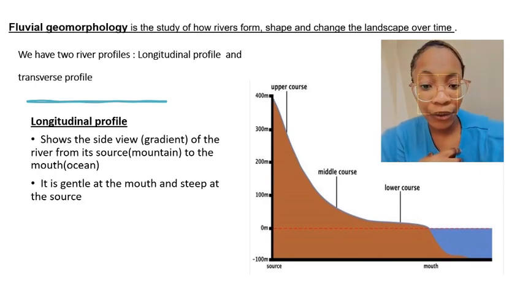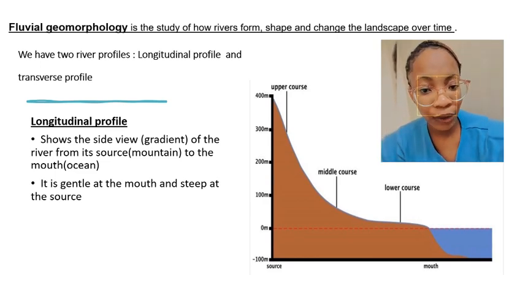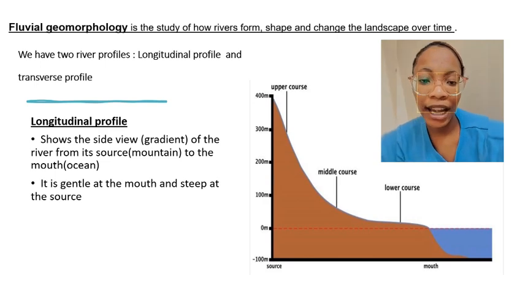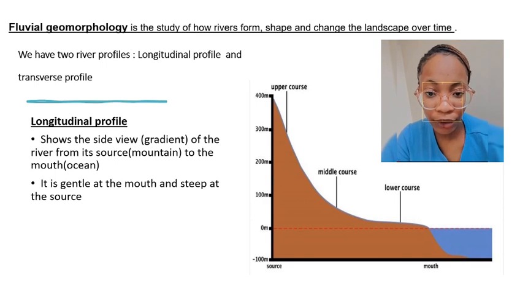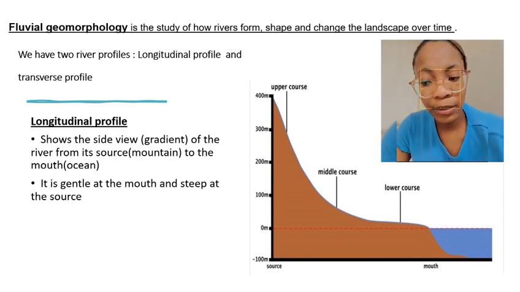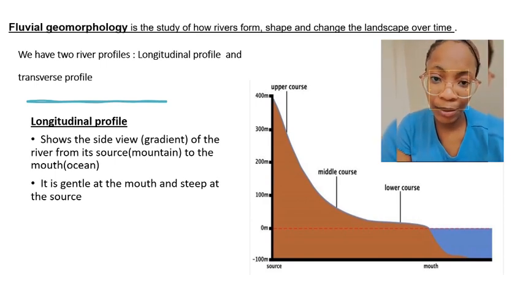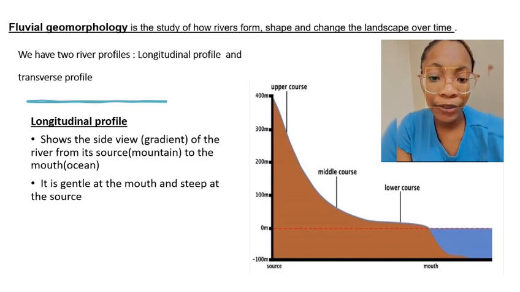My definition of fluvial geomorphology is that it is the study of how the rivers form, shape, and change the landscape over time. So we have two river profiles in fluvial geomorphology, which is the longitudinal profile and the transverse profile. In this slide, I will be focusing on the longitudinal profile.